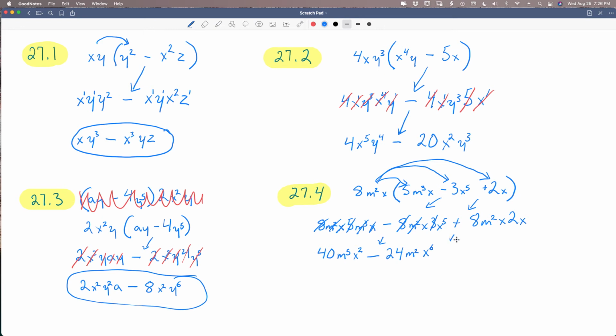Bring down my operation. I have 8 and a 2 as constants. That's 16. Cross those out. And I have m squared. And I have x to the 1 and x to the 1. That's going to be x squared. And I'm done. That's as far as you can go.